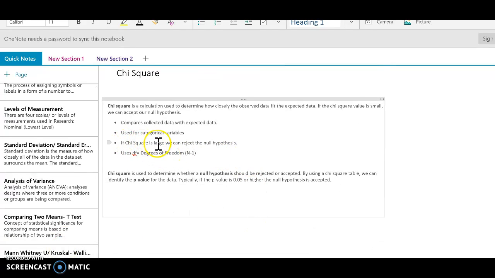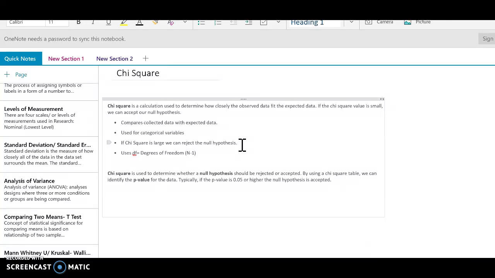If the chi-square is large, we can reject the null hypothesis because the 10 is higher than 3.84, which is the p-value. So in that case, we know that this should be statistically significant.